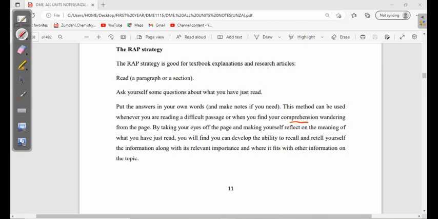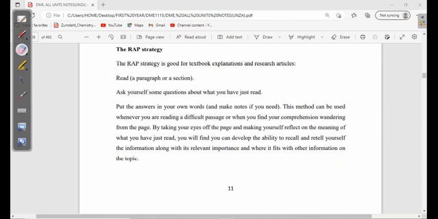First you read, ask yourself questions, and then put the answers to the questions you are asking yourself about the same passage into writing. By taking your eyes off the page and making yourself reflect on the meaning of what you have just read, you can develop the ability to recall and retell yourself the information, along with its relevant importance and where it fits with other information on the topic. So you read about this subject, and then you pause, you close the book, and you start thinking about what you read, if you can remember. If you can't remember, go back and read again. So that is the first one, the R of WRAP.